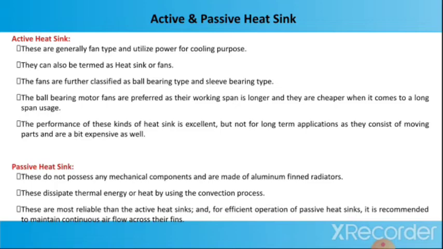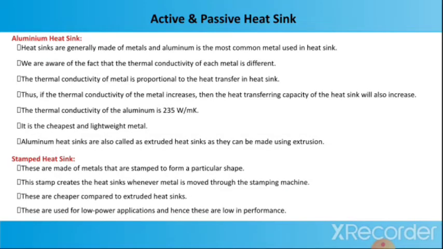Now we'll talk about the passive heat sink. These do not possess any mechanical components and are made up of aluminum finned radiators. They dissipate thermal energy or heat by using the convection process. These are more reliable than the active heat sinks, and for efficient operation of passive heat sinks, it is recommended to maintain continuous airflow across their fins.